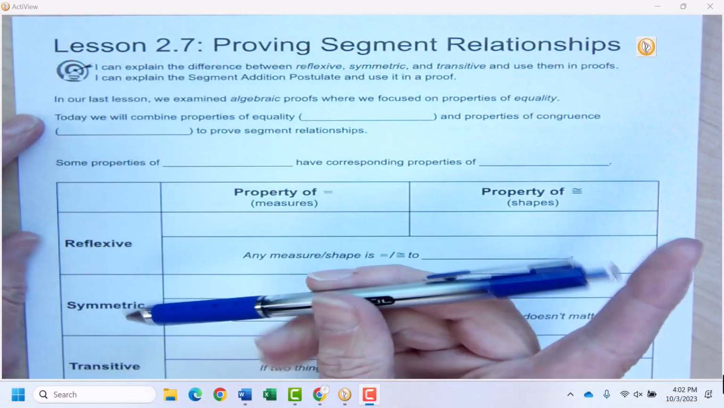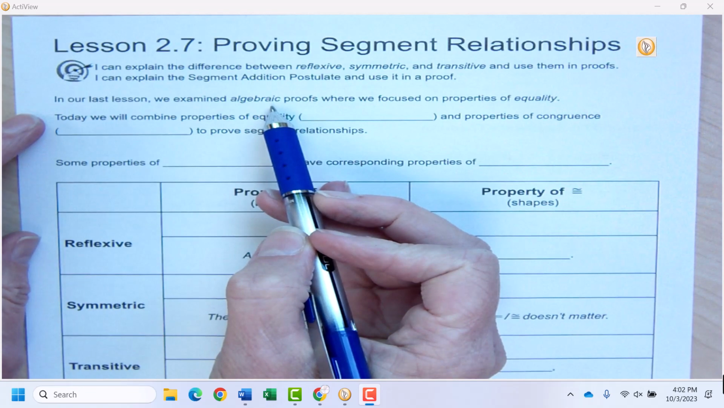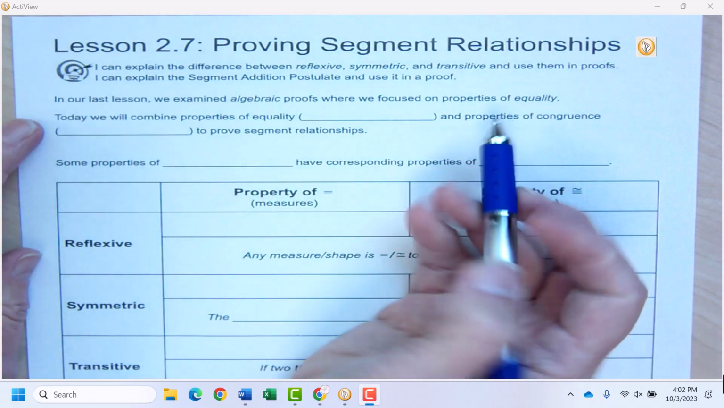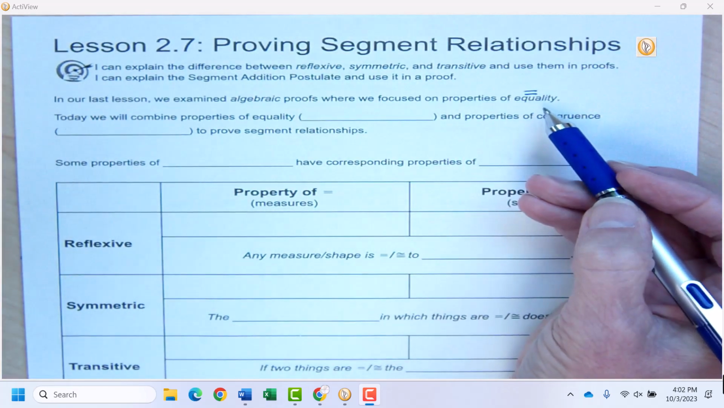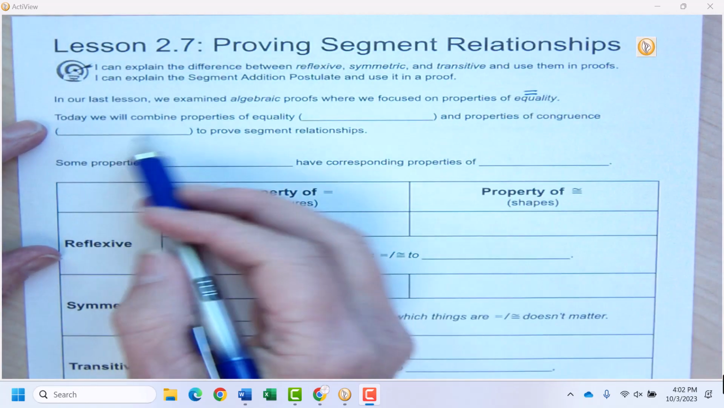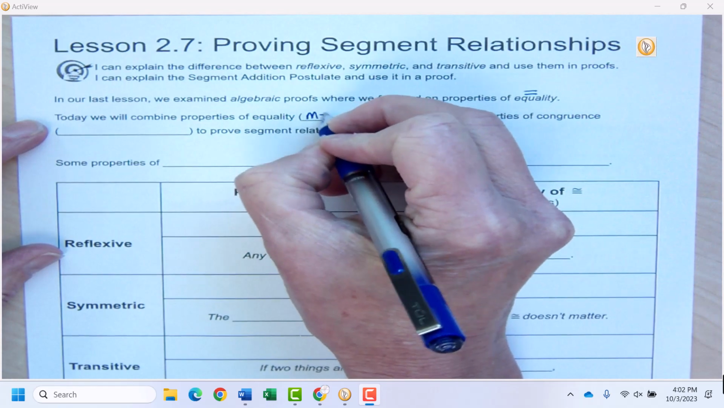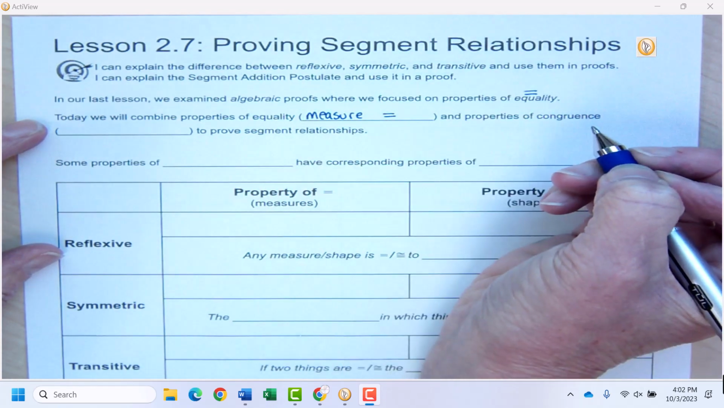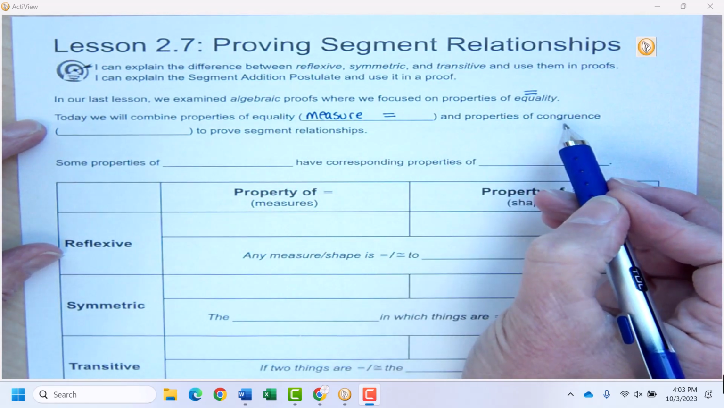Let's get started. In our last lesson, we examined algebraic proofs, where we focused on something really familiar to us, properties of equality. In algebra, we're talking about numeric values or variables that would be equal to each other. Today, we're going to combine properties of equality as we talk about measures. Measures are numbers that would be equal. We're going to combine properties of equality and properties of congruence.